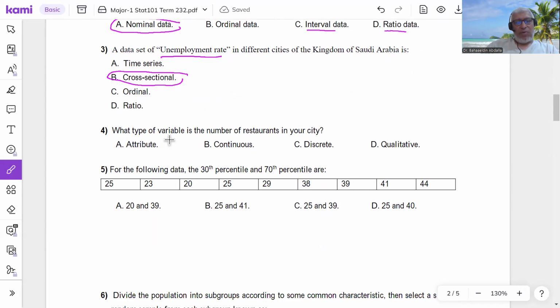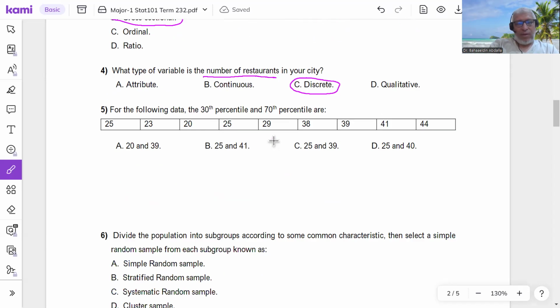What type of variable is the number of restaurants in your city? Number of restaurants. Continuous, discrete, qualitative. Of course, it's not qualitative, it's either discrete or continuous. Since it's a number of, it is discrete because we will have 3 restaurants, 4 restaurants, not 4.1, for example.